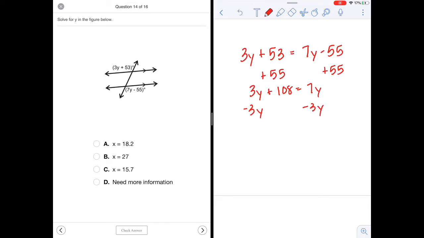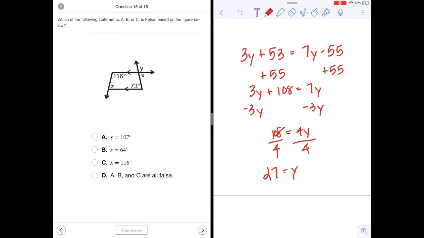Subtract 3y from both sides. I get 108 is equal to 4y. Divide both sides by 4, and you should get 27 is equal to y. The answers say x, they should say y.